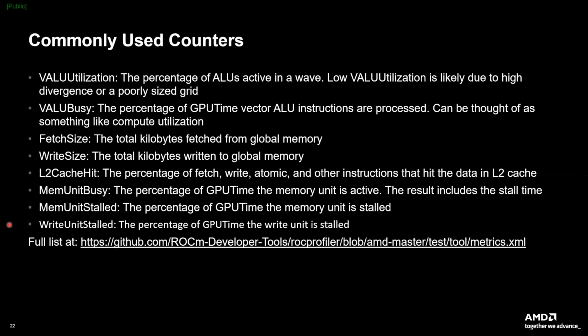And I mentioned this again. Yes, the VALU utilization, the percentage of ALUs active in a wave, and low is likely due to high divergence or a poorly sized grid. So there are some nice counters that can give you hints. Something's good, something's bad, as I said also previously.